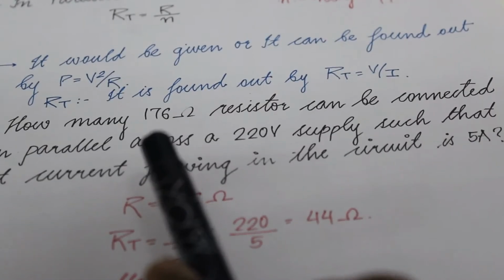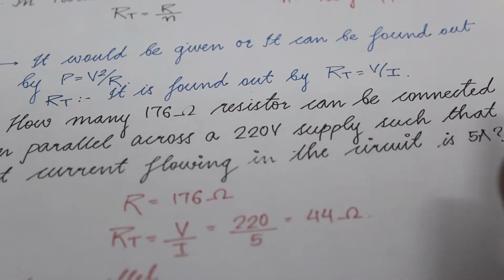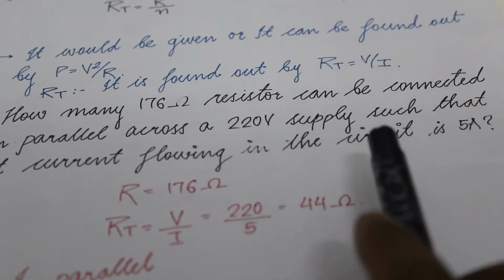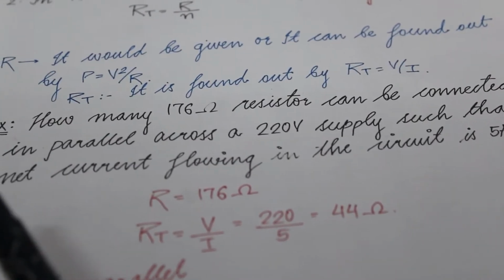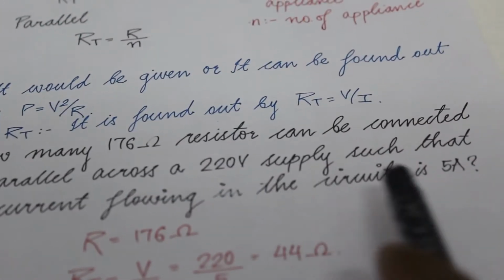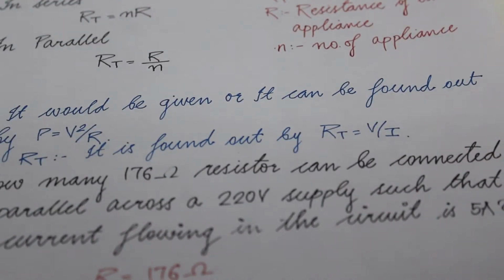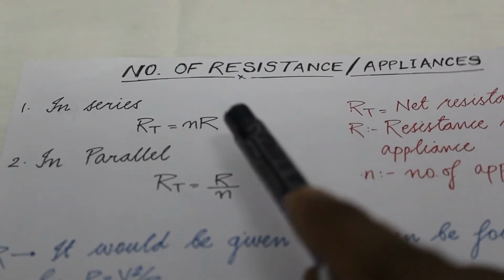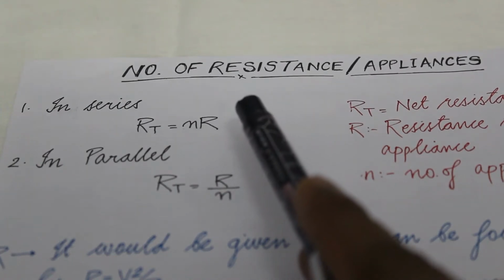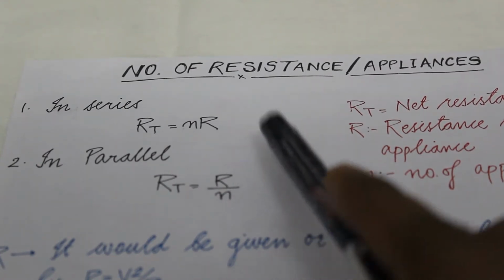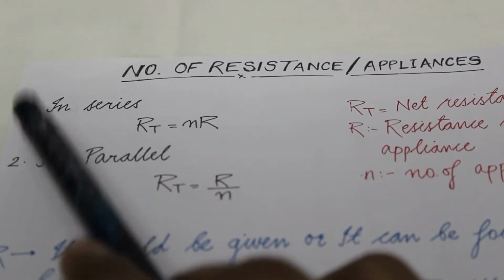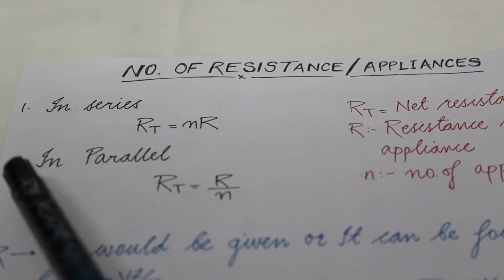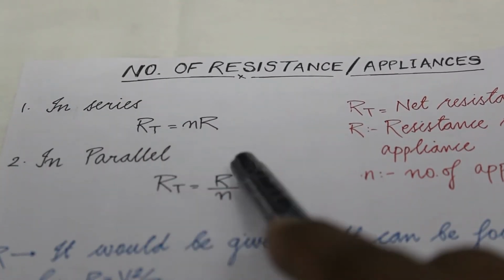How many 176 ohm resistors can be connected in parallel across a 220 volt supply such that the net current flowing in the circuit is 5 ampere? Now how to solve these types of questions? For this I am telling you a general formula which will be useful for you in solving such numericals. The general formula is: in series RT is equal to NR, whereas in parallel RT is equal to R upon N.